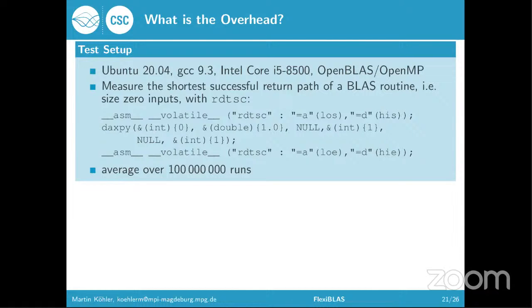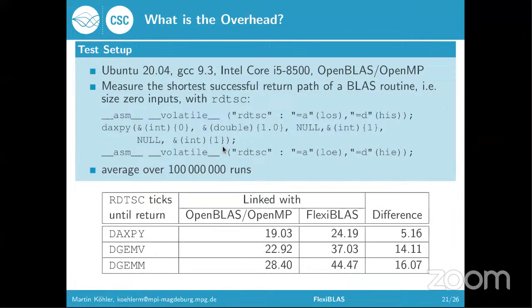So, starting something for a vector of length 0 or a matrix of dimension 0 times 0. That's the shortest successful return path. And then I'll access this RDTSC counter, the clock cycle counter from the Intel CPUs. And I did an average over 100 million runs for 3 BLAS calls.